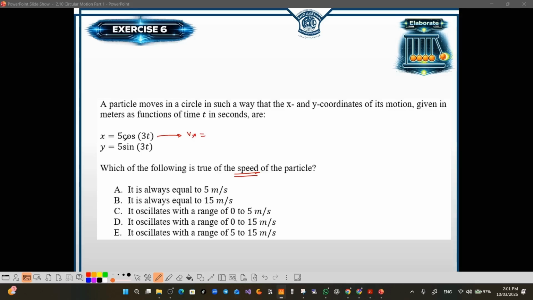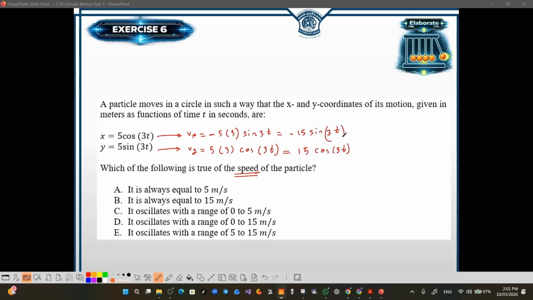Now the derivative of cosine will be minus sine, so minus 5. We multiply by the derivative of the inner function, 3t, and the answer is minus 15 sine 3t. We apply the same thing here. The Vy is equal. The derivative of sine is cosine, so 5 times 3 cosine 3t. We multiply by the inner derivative of 3t, and the derivative of 3t is 3. And the answer is 15 cosine 3t.